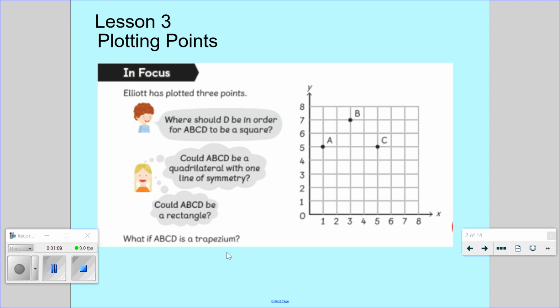At the bottom, it suggests, what if ABCD is a trapezium? What do you know about a trapezium?